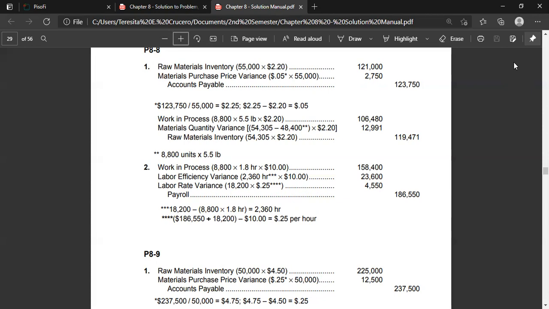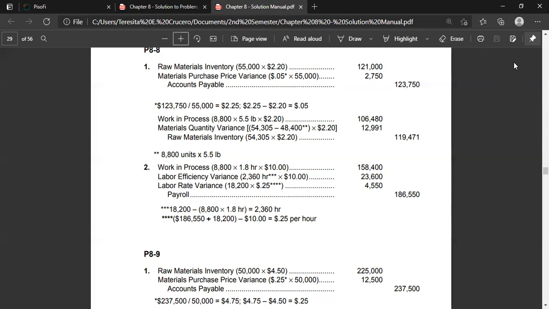2.25, that's the actual unit price. Standard unit price is 2.20 per pound. So the difference is 5 cents. Next entry, we debit to work in process 8,800 units manufactured. Then we multiply by 5.5 pounds. Here, 5.5 pounds for the amount of 220.